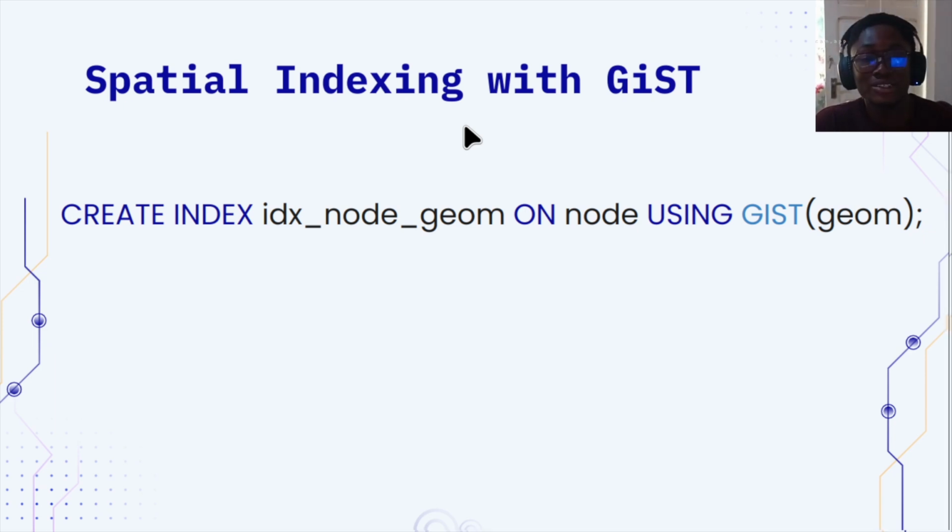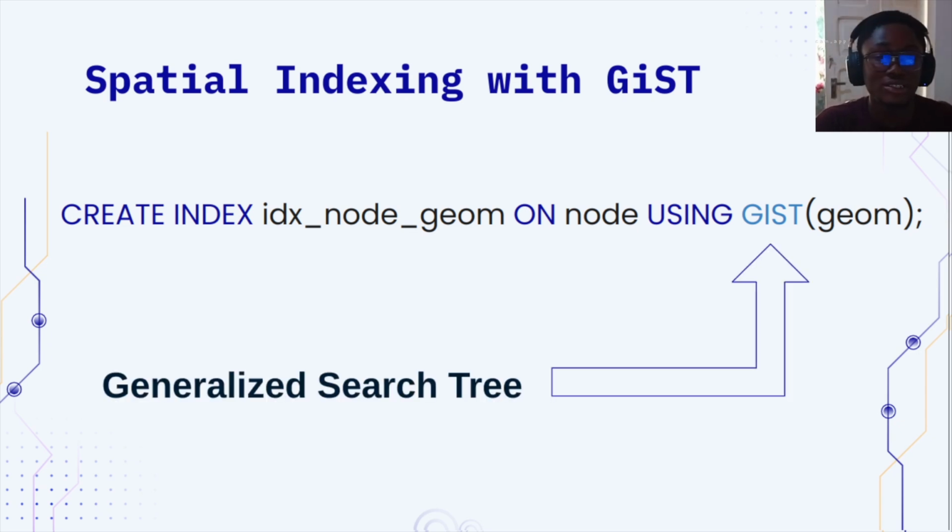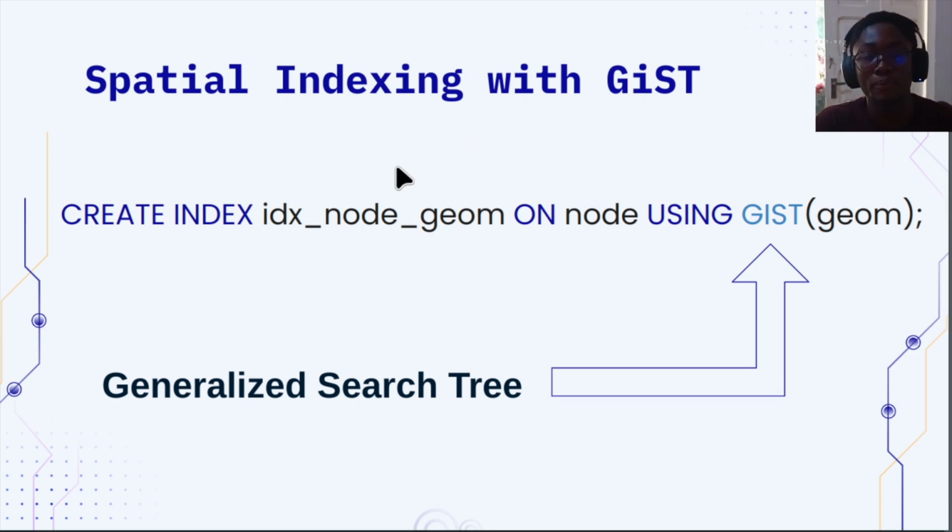So now this is indexing with GIST. See, very simple: CREATE INDEX idx_node_geom ON node USING GIST (geom). So on the node table using GIST. Now what is GIST? GIST is a generalized search tree, right? We are going to talk about that in a bit.